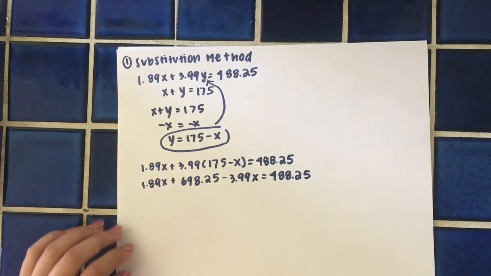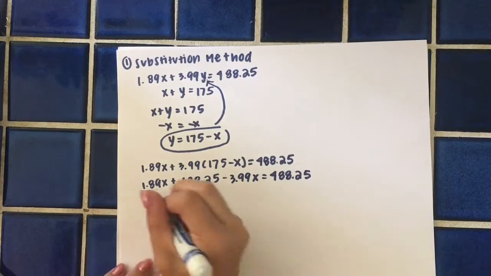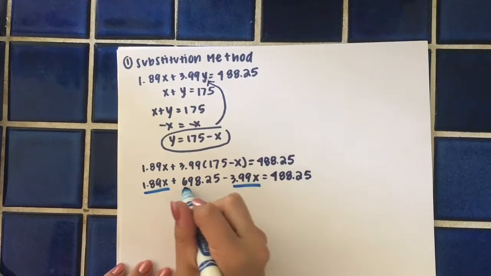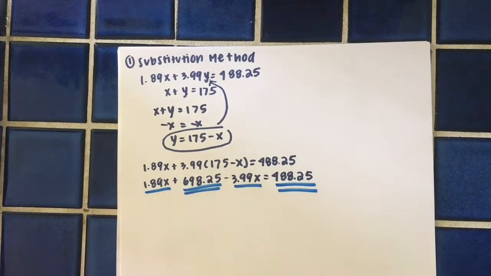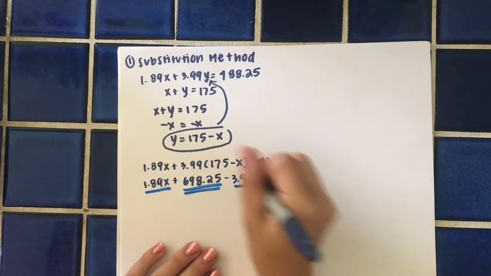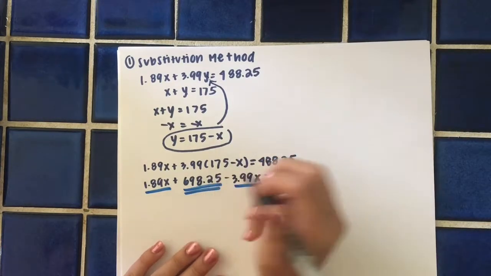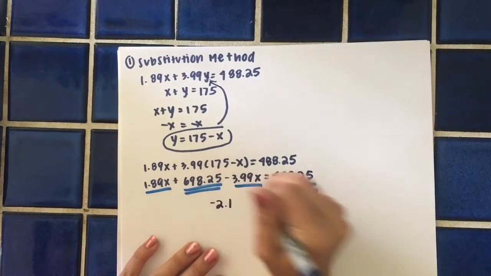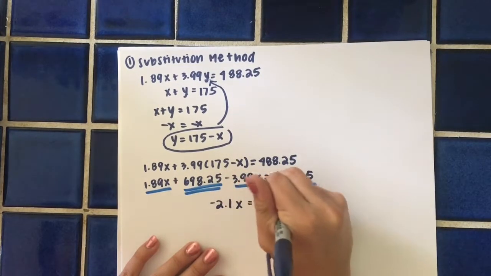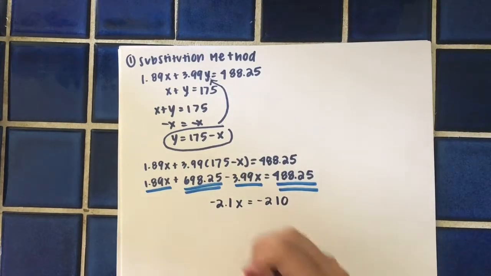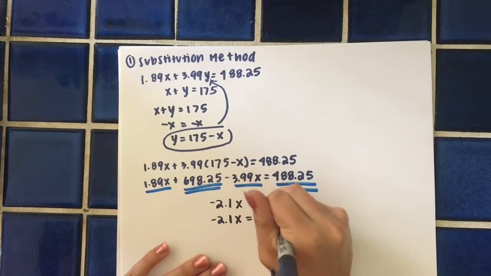Perfect. And so now what we're going to do, we're going to combine like terms, so we see that these two terms are alike because they share x, and then these two terms are alike. So now let's combine like terms. So I'm going to keep the x's on this side and keep just the numbers on this side. So it's going to be negative 2.1x equals negative 210. Perfect. And so then we're going to divide by 2.1 from both sides.